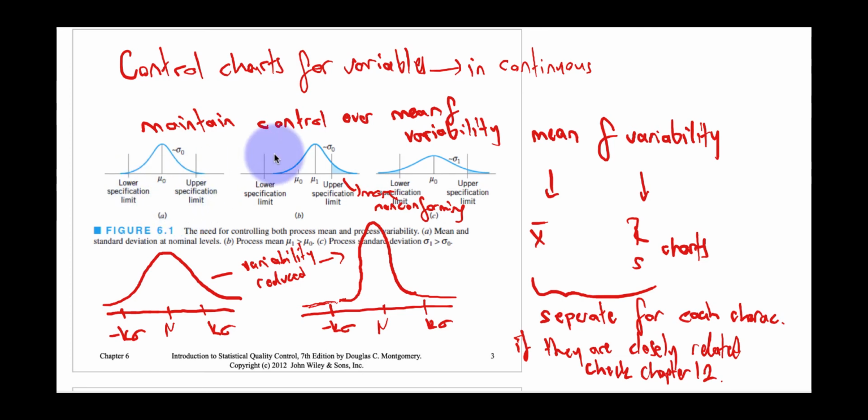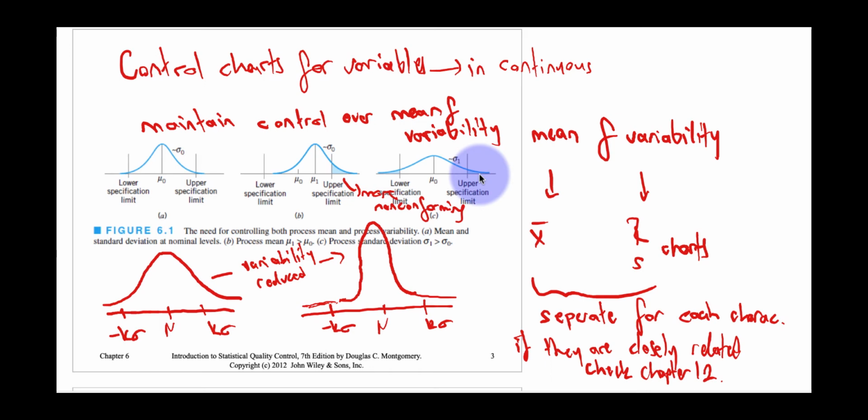Okay, so let's check the middle figure here. The mean is shifted to a new value, right? So we could not control the mean. So the mean is shifted. We couldn't control it. So if the mean is shifted, we are going to have much more non-conforming product. So if we could not control the variability, we will have much more non-conforming product. That's why we need to control the mean and the variability.